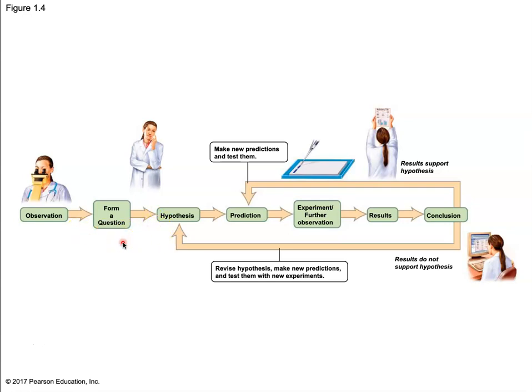Use that question to help us develop a hypothesis. That hypothesis, we use a prediction based on that hypothesis to help us develop an experiment or undergo further observation. Once we finish our experiment, we're going to gather our results and draw our conclusion. If our conclusion does not support our hypothesis, we go back to the drawing board. We're going to revise our hypothesis, make new predictions, test them out with new experiments, come up with a conclusion.